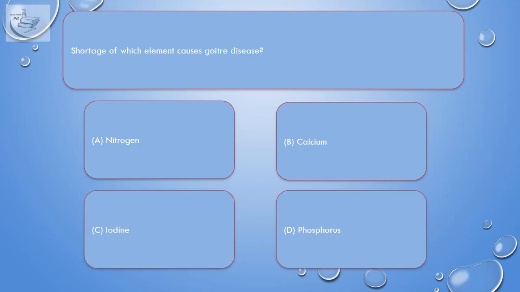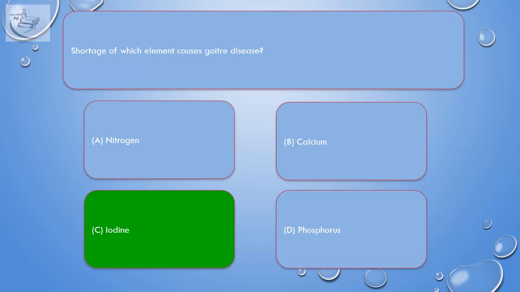Question: shortage of which element causes goiter disease? A. Nitrogen, B. Calcium, C. Iodine, D. Phosphorus. Correct answer is C. Iodine.